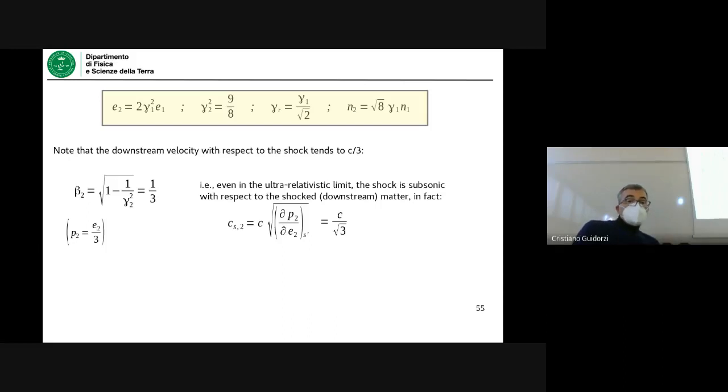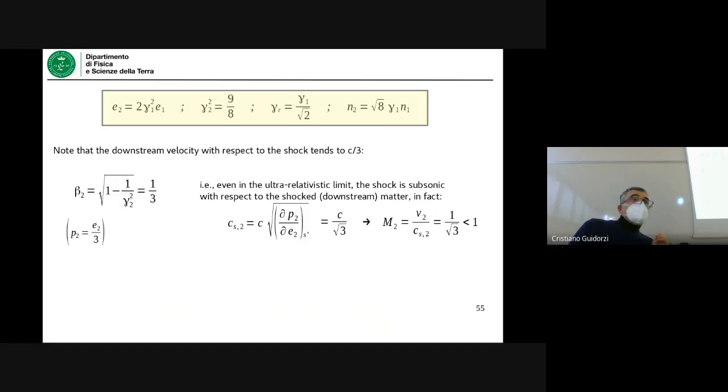Now, if you work out the ratio, v2, which is beta 2, essentially 1/3, over this speed of sound, you see that the corresponding Mach number, the velocity of the shocked fluid over the corresponding speed of sound, is smaller than 1. So indeed, even for an ultra-relativistic shock, the shocked fluid is always subsonic.